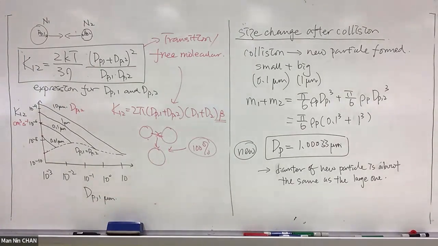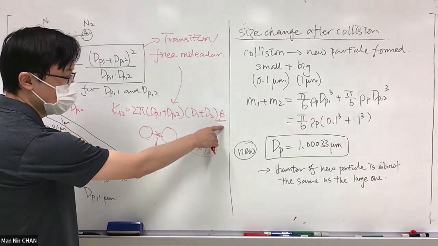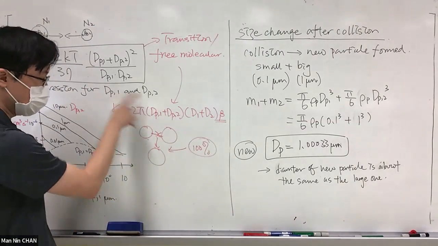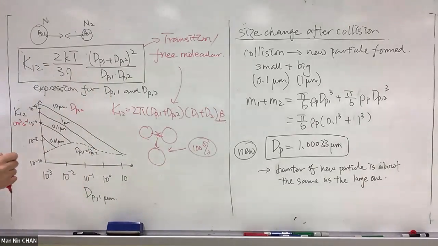So any questions so far? But remember, the beta is always smaller or equal to 1 because you compare to a value, right? So in the continuum regime.